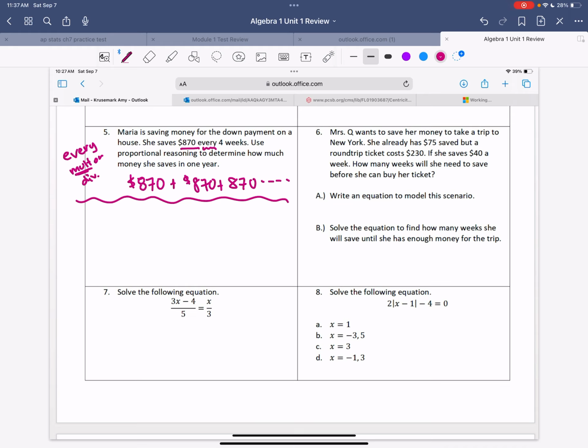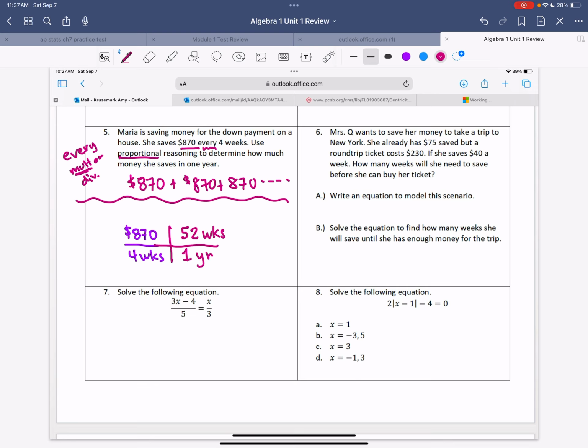So we can also think of this as equivalence. They said the word proportional. That means 870 is in a proportion with 4 weeks. So to figure that out, how much would 1 year be? We've been working on our conversions. We know that 52 weeks are in 1 year. So we are multiplying this by a magical 1.